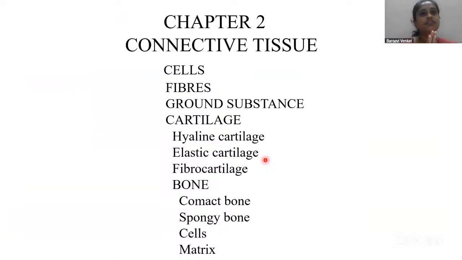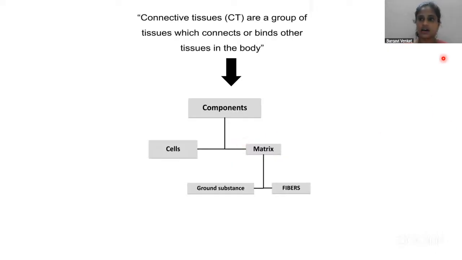So yeah, connective tissue is basically what? It is basically made up of cells and extracellular matrix. Okay, first let me just tell what we are going to see under this. We're going to see about cells, fibers, ground substances, and cartilages. Under cartilage, we're going to see about hyaline, elastic, and fibrocartilage. And under bone, we're going to see about the compact and spongy bone. Okay. So yeah, what is connective tissue?